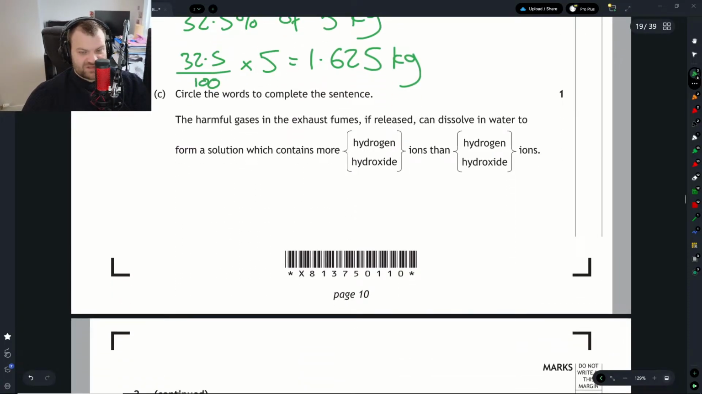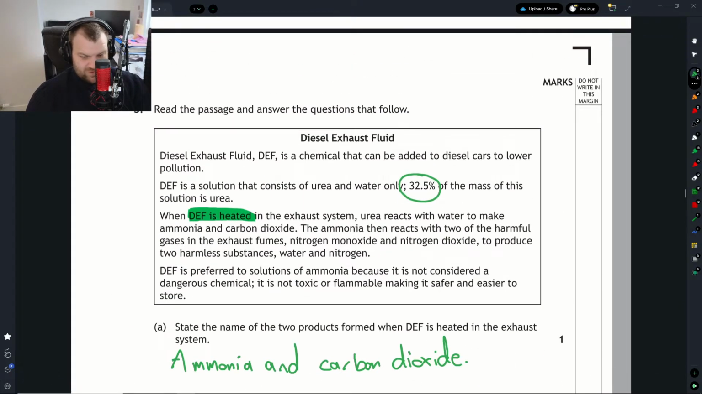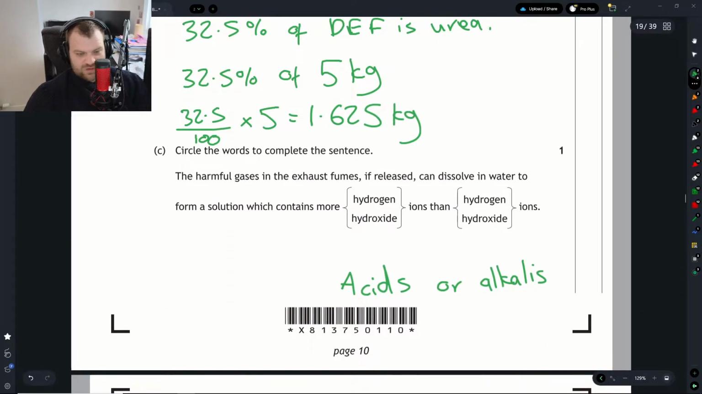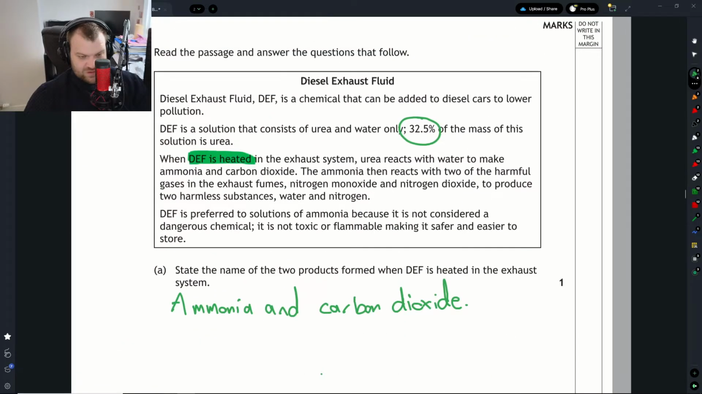Here, the harmful gases in the exhaust fumes, if released, can dissolve in water to form a solution that is... Whenever we talk about hydrogen ions and hydroxide ions, we're talking about acids and alkalis. We may be told something up here to do with that. So harmful gases, exhaust fumes. Here we've got our two exhaust fumes: nitrogen monoxide and nitrogen dioxide.